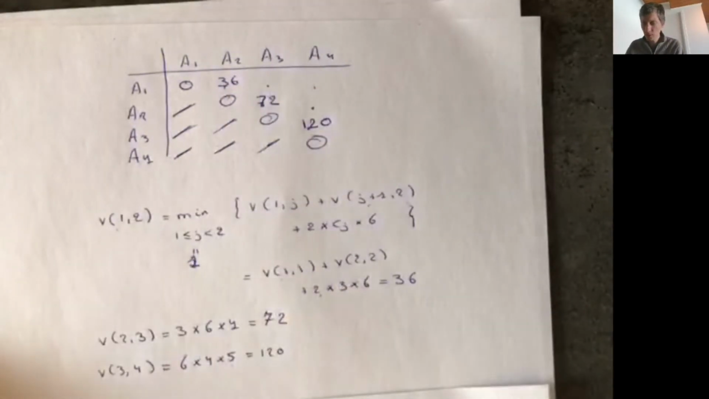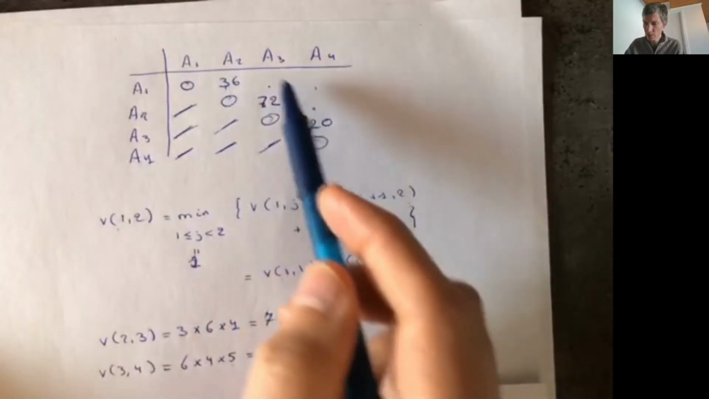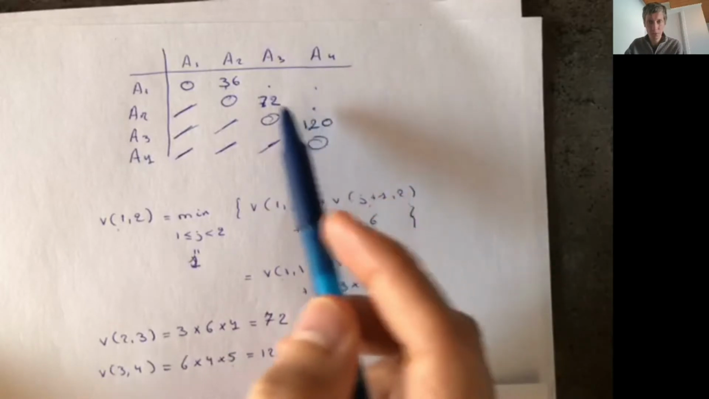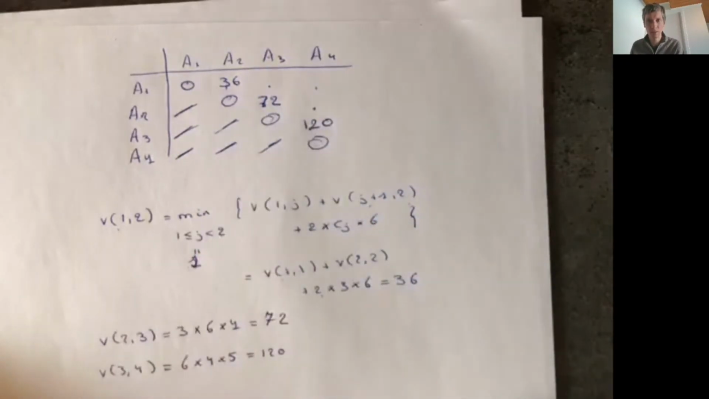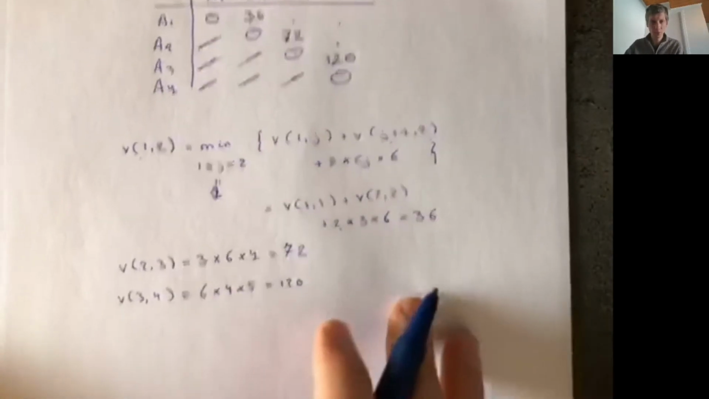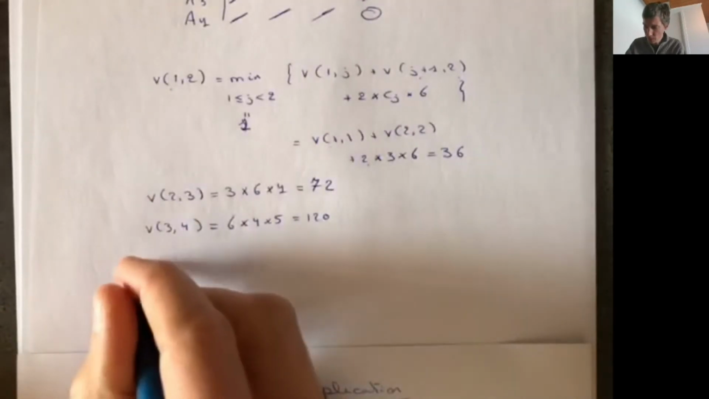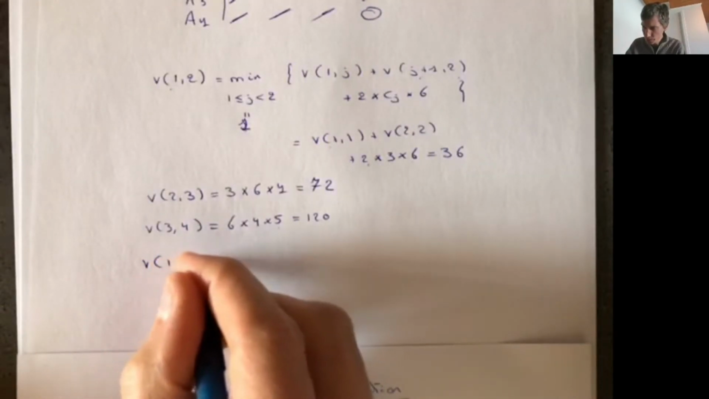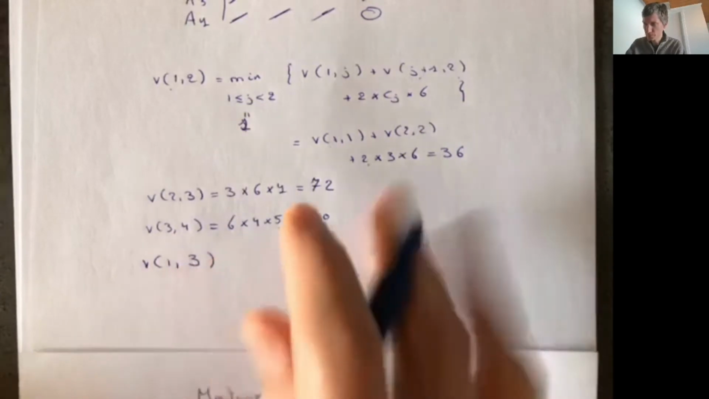So basically, I hope you already see this. We're going to fill in this table on the diagonal. So we're going to move up and up, right? First we're going to fill in the diagonal, then one above the diagonal, then two above the diagonal, and so on. Okay, so this is basically how we complete this table. So V1,3. So we're interested in this entry here.